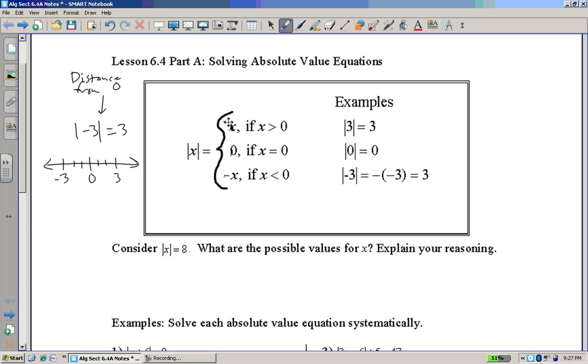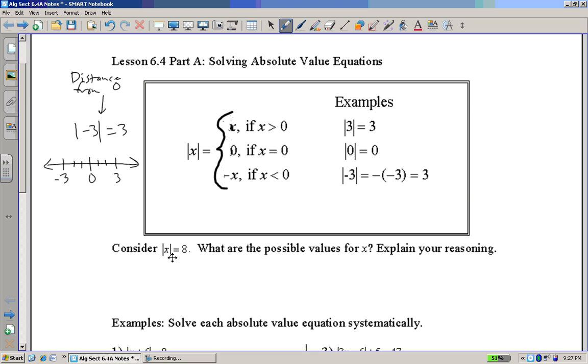So if x is a positive number, you leave it alone. You just leave x as x. If x turns out to be 0, you call it 0. If x were negative, we'd have to take the opposite of x so that it would end up positive, because again, the absolute value can only be 0 or positive. It cannot be negative. So algebraically, we have to split it into 3 cases.